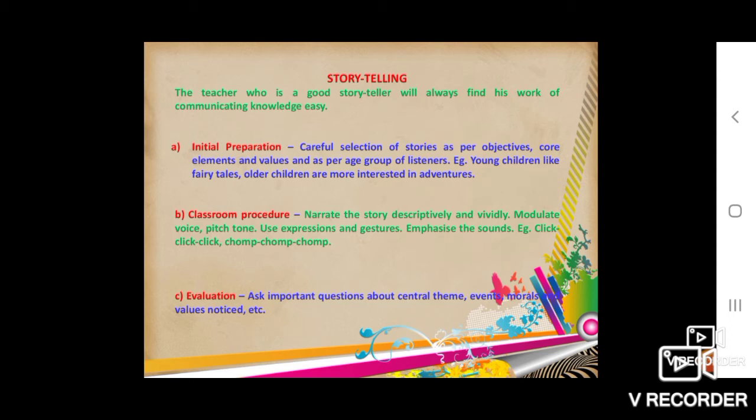After telling such a story, you will have to evaluate whether students really understood or not by asking some important questions. The questions should be based on the central theme, particular events and morals, as well as the values noticed in the specific story. It is the simplest technique of storytelling.